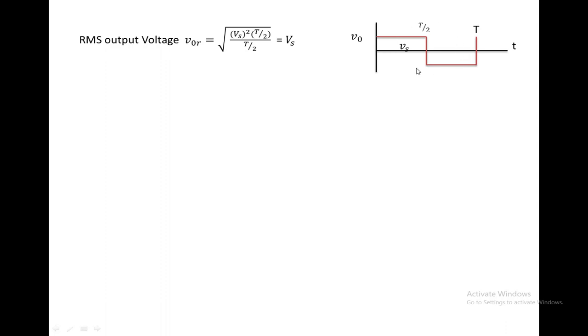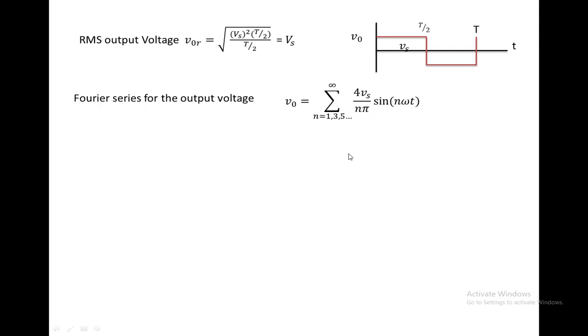This is the output voltage waveform. It is not a pure sine wave. It consists of harmonics along with the fundamental. To know the harmonics, you have to write the Fourier series. This waveform is symmetrical about the x-axis, so it does not contain even order harmonics. So v0 equals the sum over n equal to 1, 3, 5 up to infinity of 4 Vs by n pi times sin n omega t.